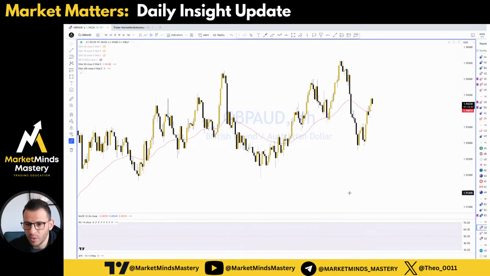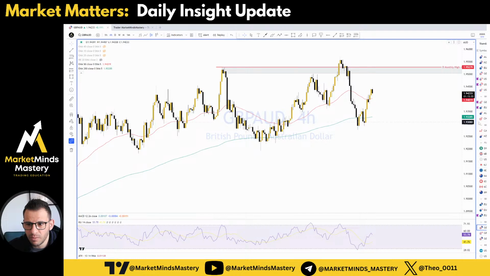Same with the Great British Pound, Australian dollar. Pound is a bit stronger than the euro. Price coming somewhere here may give us some good opportunities. So let's keep an eye on that one, guys.